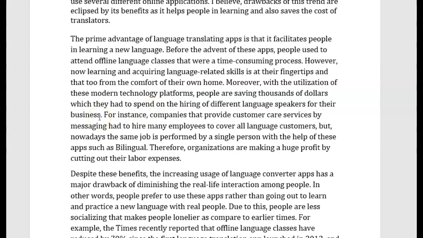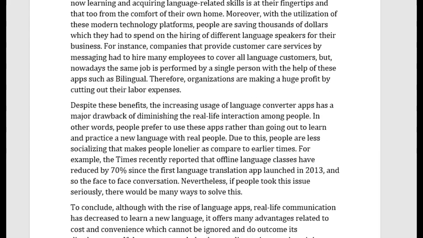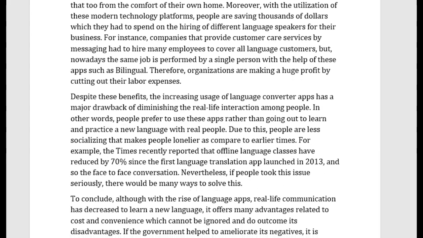For instance, companies that provide customer care services by messaging had to hire many employees to cover all language customers. But nowadays, the same job is performed by a single person with the help of these apps, such as Bilingual. Therefore, organizations are making a huge profit by cutting out their labor expenses. Lovely. Good job.